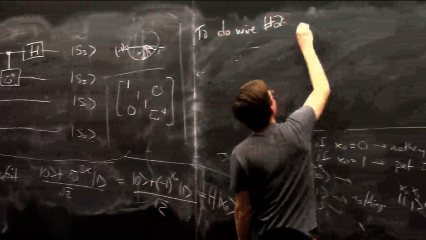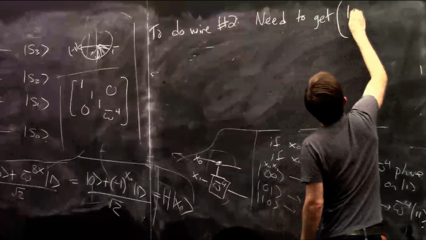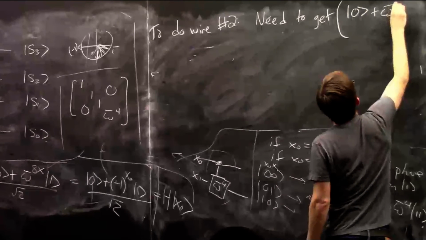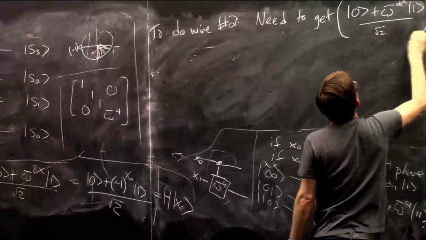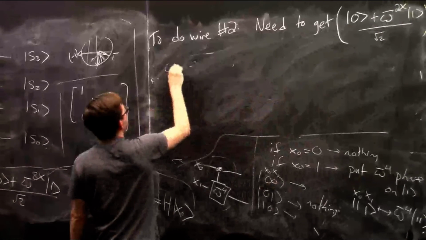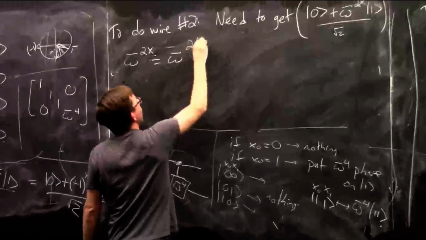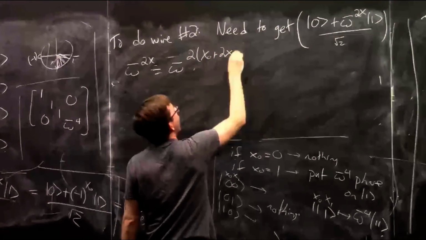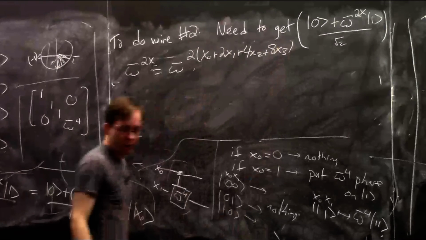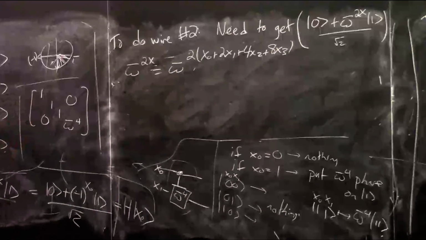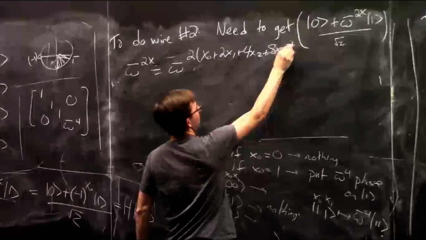Okay, again, I erased what we need to get, but it's similar. We need to get ket 0 plus omega bar to the 2x, ket 1 over root 2. And again, we look at how this omega bar to the 2x really depends on x. So it's 2x0 plus 2x1, 4x2, 8x3. We remember, omega to the 16, it's just 1. So this part kind of goes away.